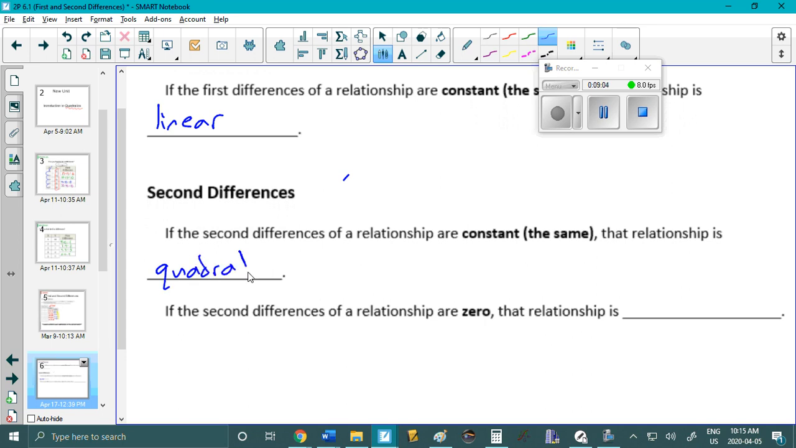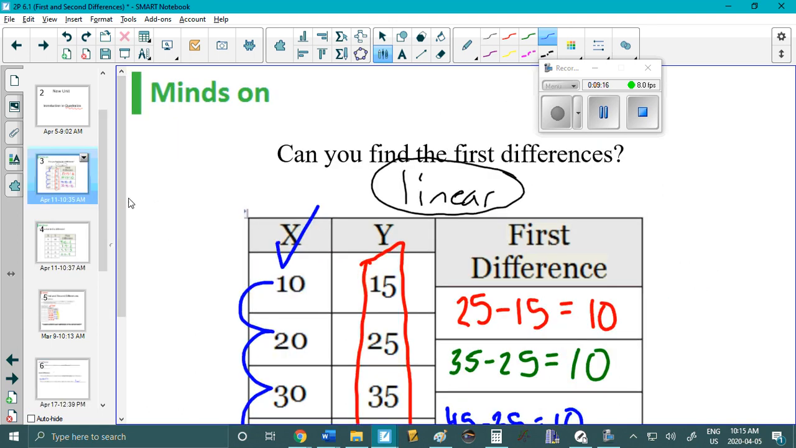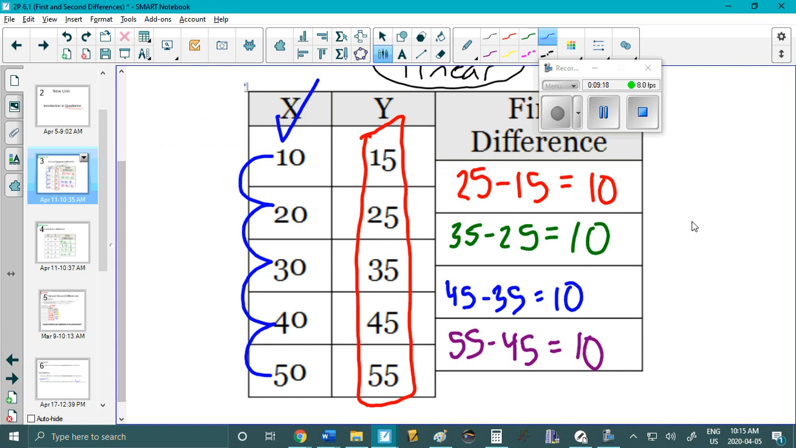And now finally for a little bonus. If the second differences are 0, what's that relationship? Well, I'll just tell you that it's linear. And I want to make that make sense. So let's go back to this one. So here's the first differences. They're all 10. If you did the second differences, you would find that 10 minus 10 is 0, 10 minus 10 is 0, 10 minus 10 is 0. So those second differences would all be 0.